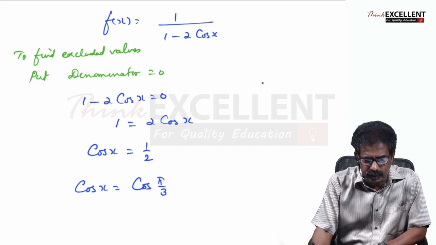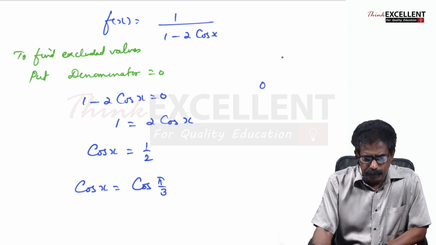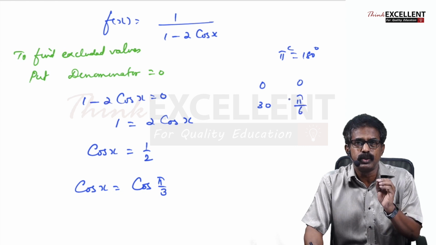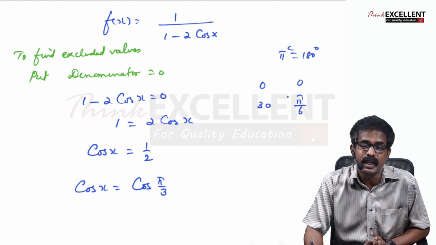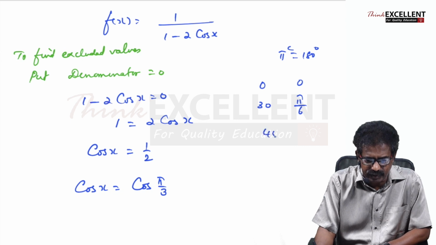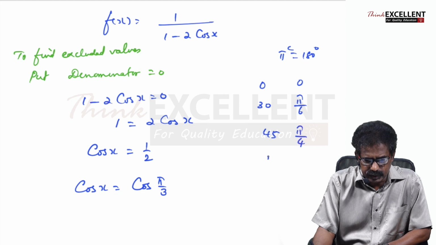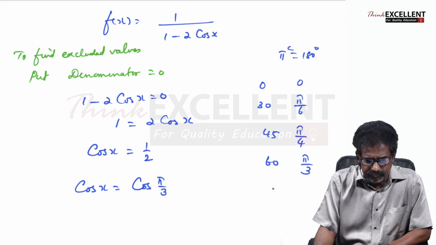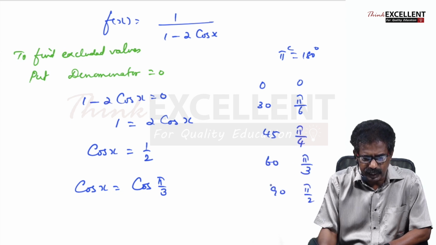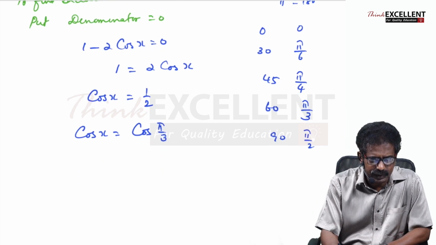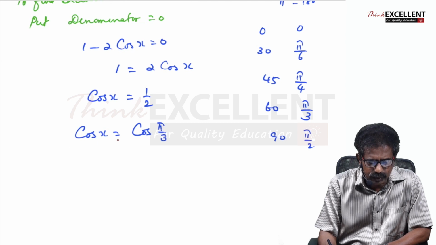So also remember, 0 you write 0 only. Pi radians equal to 180 degrees. 30 you write pi by 6. When you have a doubt, just put pi equal to 180. 180 by 6 you will get 30. 45 is pi by 4, 180 by 4 you will get it. So 60 is pi by 3, 90 is pi by 2. So we write in terms of pi here, the radian measure. Now this is of the type cos theta equal to cos alpha.